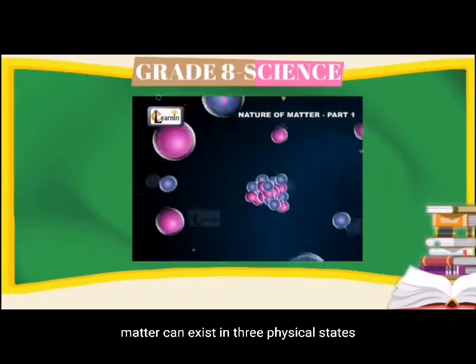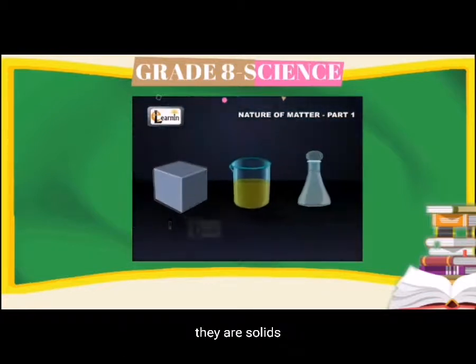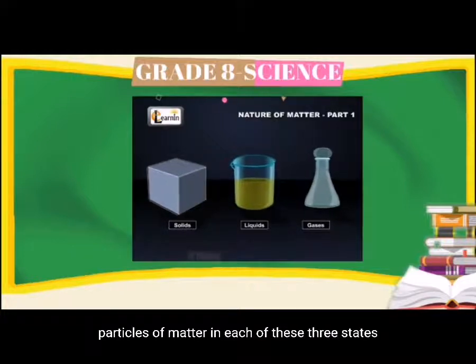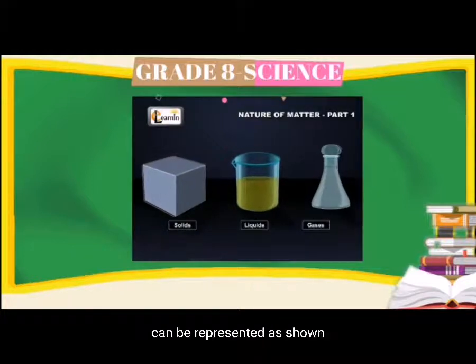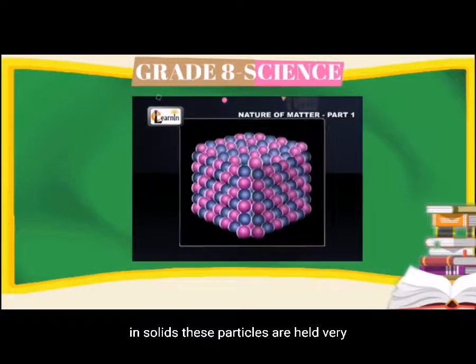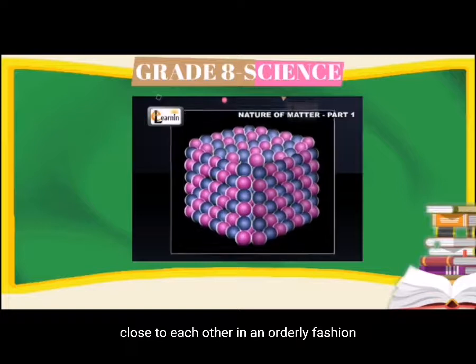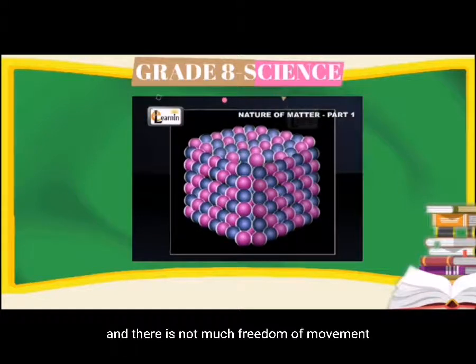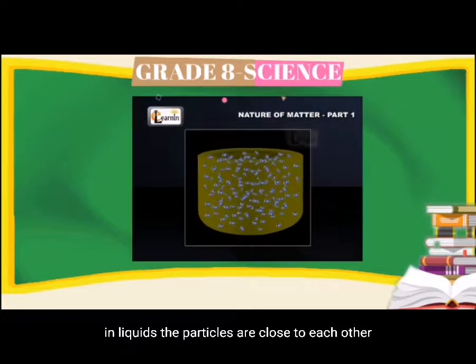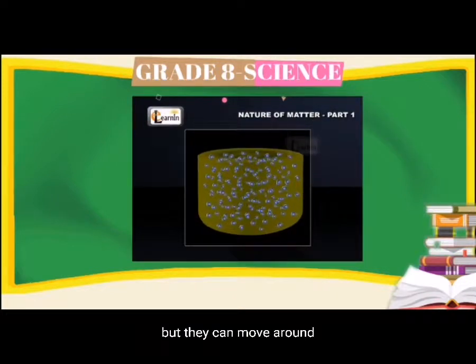Matter can exist in three physical states. They are solids, liquids, and gases. The constituent particles of matter in each of these three states can be represented as shown. In solids, these particles are held very close to each other in an orderly fashion, and there is not much freedom of movement. In liquids, the particles are close to each other, but they can move around.